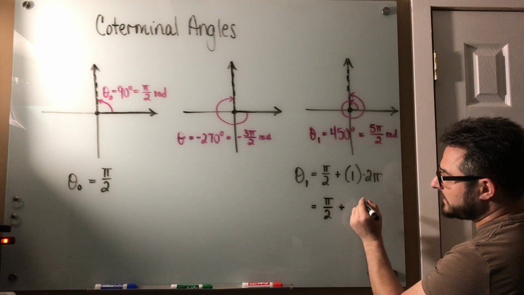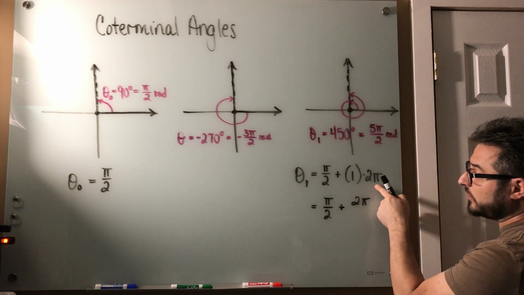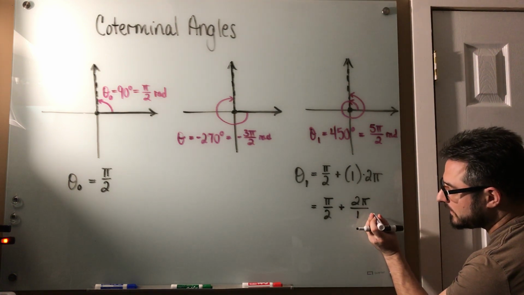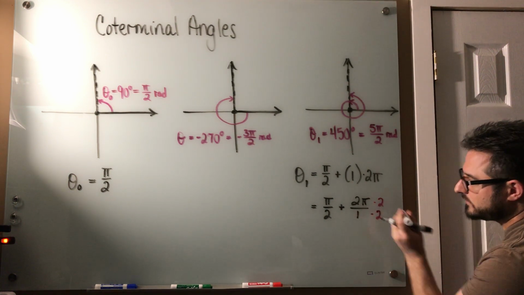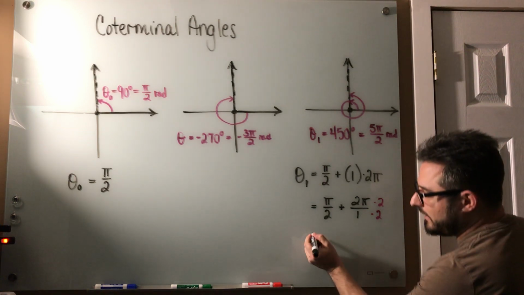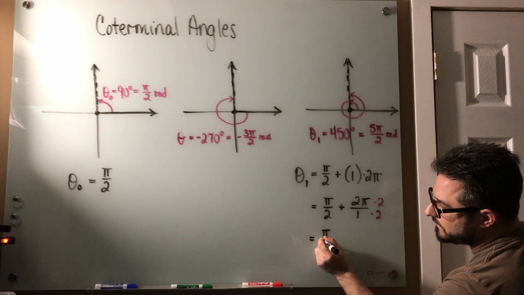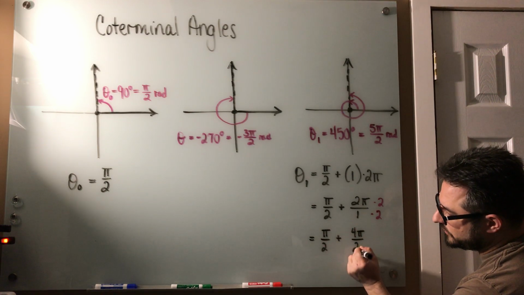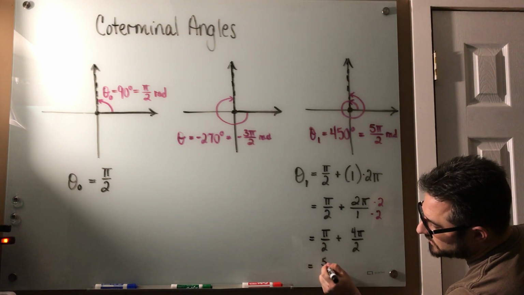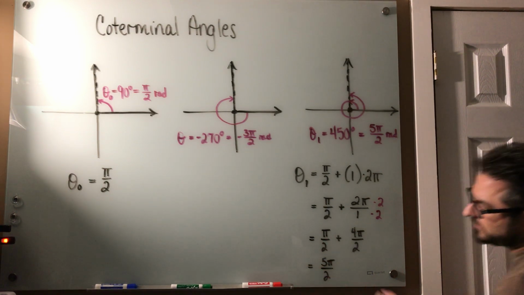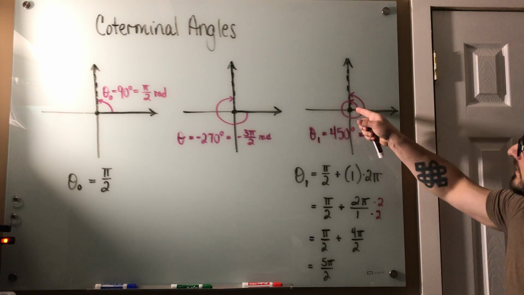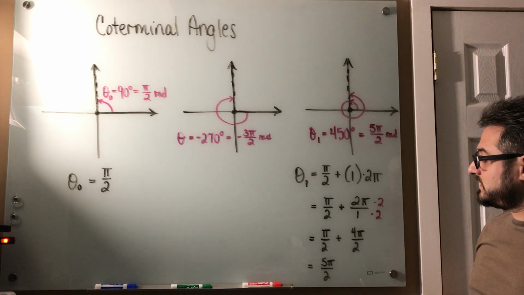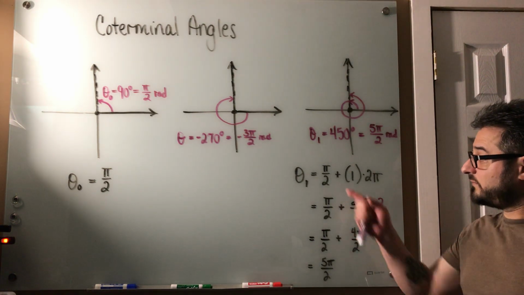To add fractions, we need a common denominator. So it would help if we perhaps wrote 2 pi as being over 1. And then to get a common denominator, we just do that. So we have pi over 2 plus 4 pi over 2, and that equals 5 pi over 2. Exactly what we had by counting the subdivisions. So the formula worked.